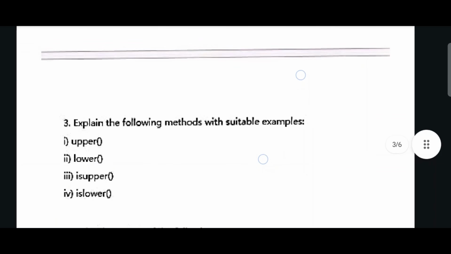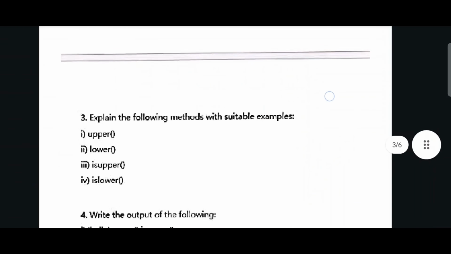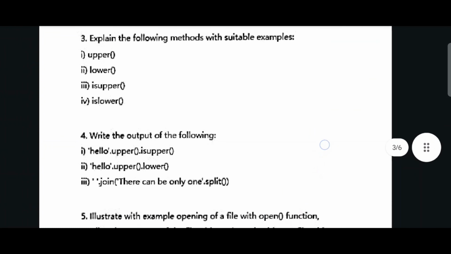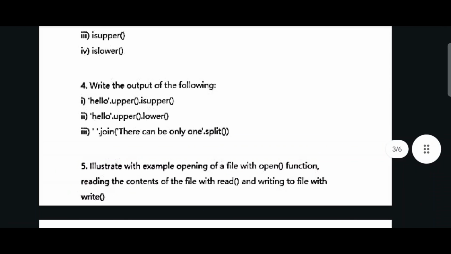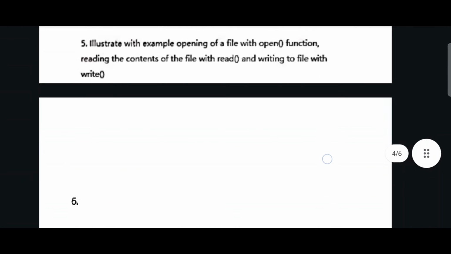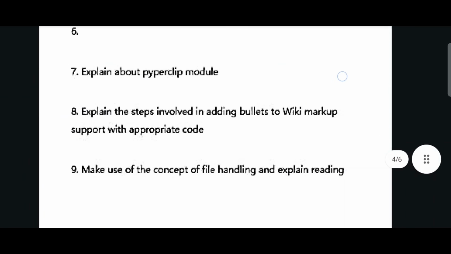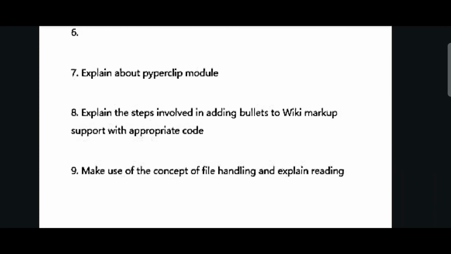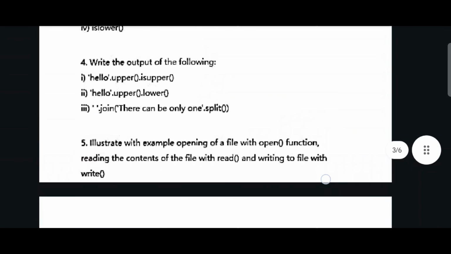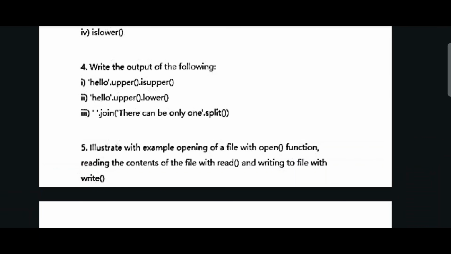In these 3 questions, you can attempt 1 question, guys, okay. Sorry, in these 2 questions, you can attempt 1 question. Explain save variable with the shell module, after that 5 string methods, and in Part B, explain the methods with suitable examples, upper, lower. After that, write the code output, hello upper, is upper, lower, this is also a more important question. After that, illustrate with an example the open function and the read concept, this is also a more important question, guys.